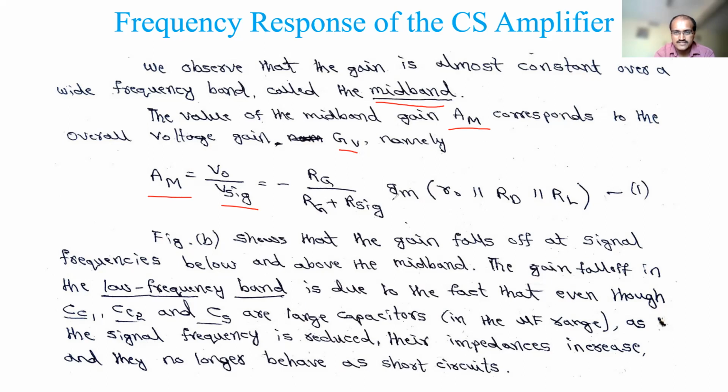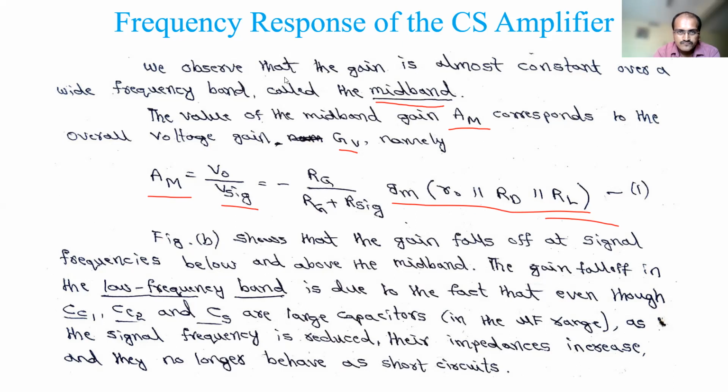What is AV for the CS amplifier? Minus GM into R0 parallel to RD parallel to RL. This is combined now for the overall voltage gain. So minus RG by RG plus R signal, GM R0 parallel to RD parallel to RL. This is the same as the derivation for the CS amplifier as GV, taken here. Remember this equation, we'll be referring to it later. This is nothing but your AM.